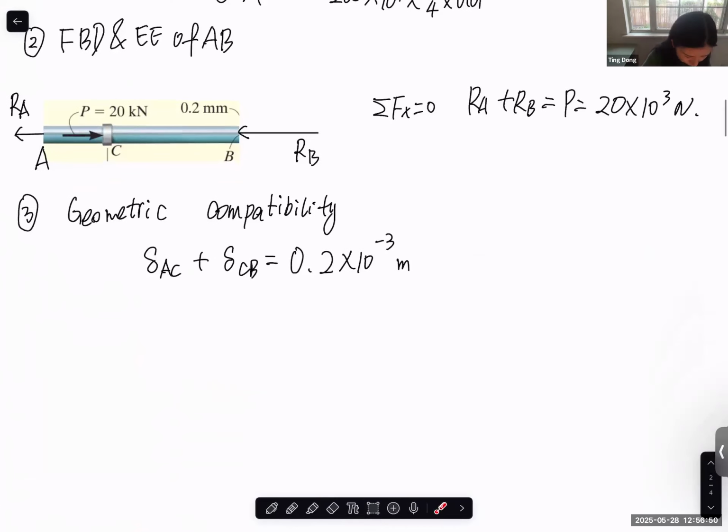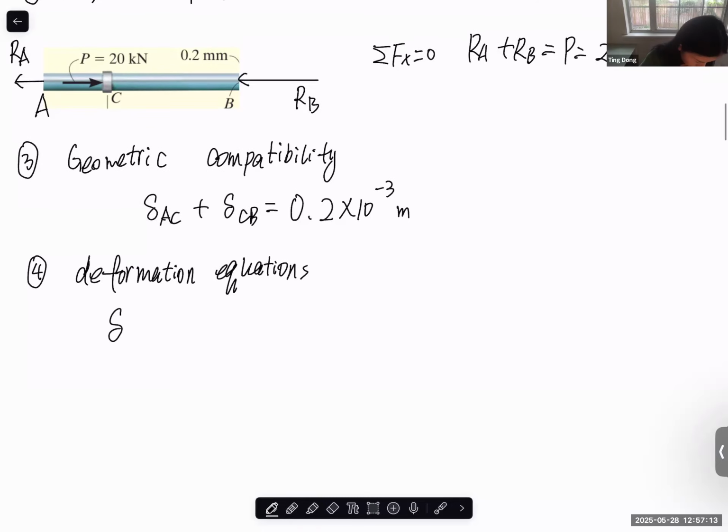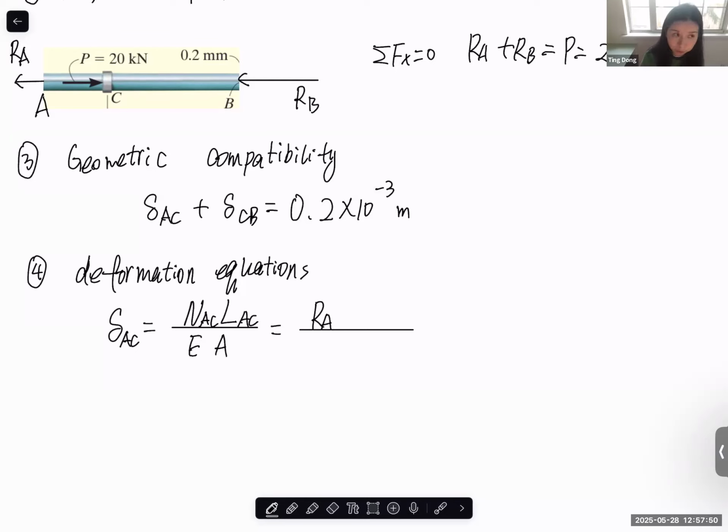Now, of course, based on the equation we learned in 2.1, we can write the deformation equation for both AC and CD. So delta AC equal to internal normal force in the AC section times L of AC section over Young's modulus and area. Since Young's modulus and cross-section area are the same for both AC and BC, let's use E and A. We don't need a subscript there. And of course, AC is in tension, so the internal normal force in AC should be a positive value, with the same magnitude as RA, the reaction force at A. So RA L AC over E A.